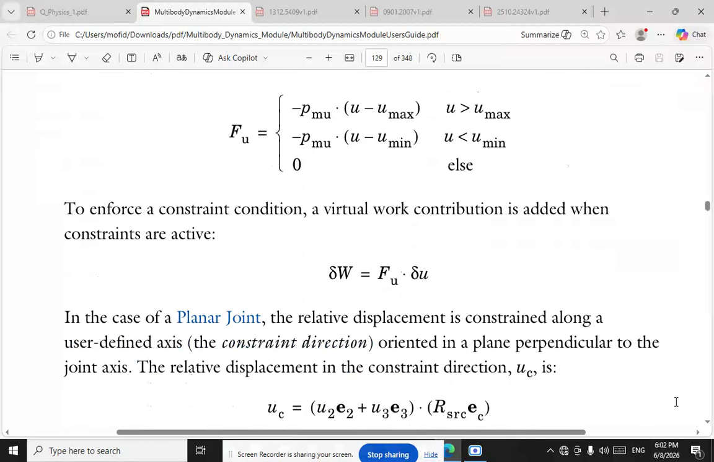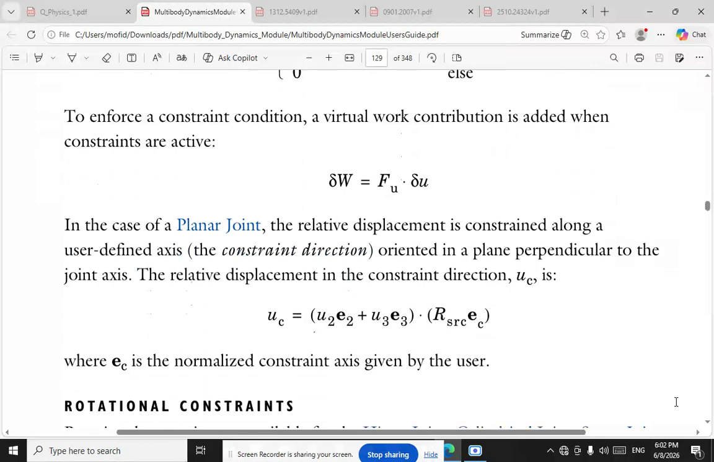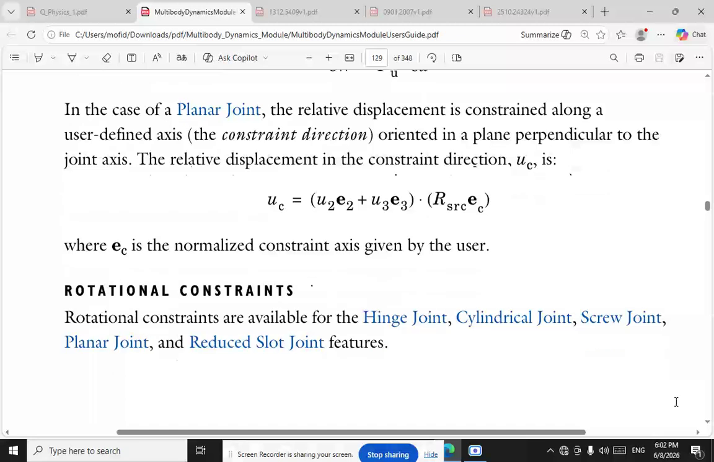In the case of a planar joint, the relative displacement is considered along the user-defined axis, the constraint direction, oriented in a plane perpendicular to the joint axis. The relative displacement in the constraint direction, u_c, is equal to (u2 u2 plus u3 u3) multiplied by e_sc, where e_sc is the normalized constraint axis given by the user.